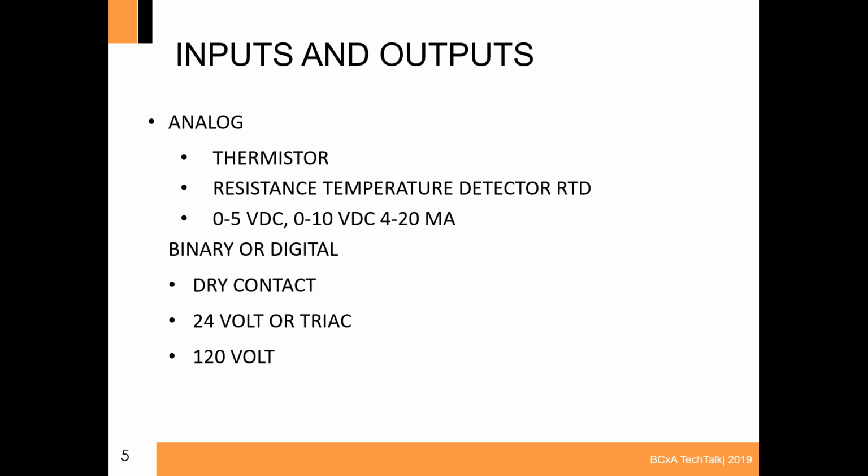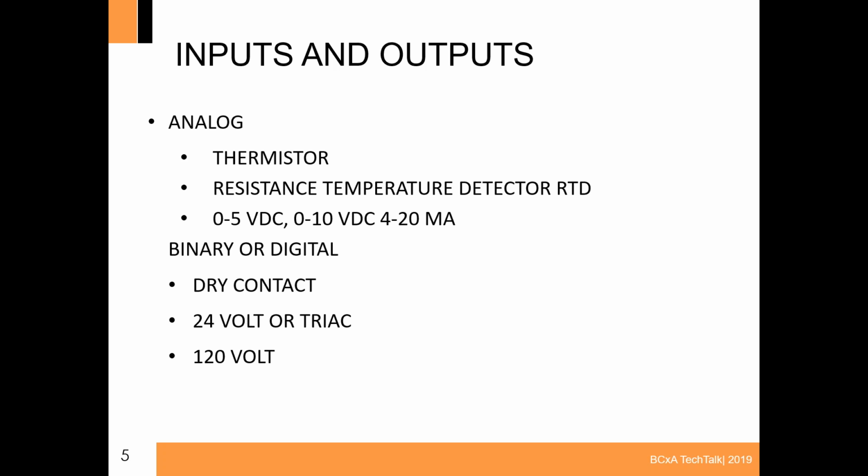I'm not sure. I know there's a difference between them. I always get confused what that difference is, but it's kind of insignificant. Those are passive devices whose resistance changes in proportion to temperature, and it's not necessarily a linear response. And then there's active analog inputs, and the most common ones are 0 to 5 volts DC, 0 to 10 volts DC, or 4 to 20 milliamps.